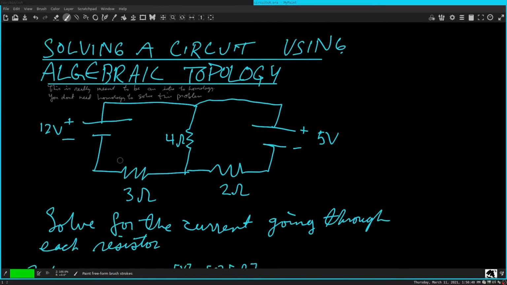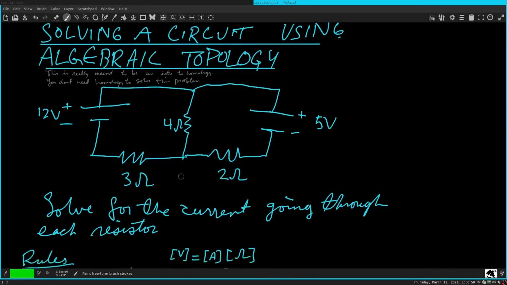So we have this circuit diagram here. These mean batteries. So there's two batteries. One of them is 12 volts, one of them is 5 volts. The longer terminal means the positive node. These three are resistors. This is a 4 ohm resistor, a 3 ohm resistor, and a 2 ohm resistor. And what we're meant to do is solve for the current going through each resistor.